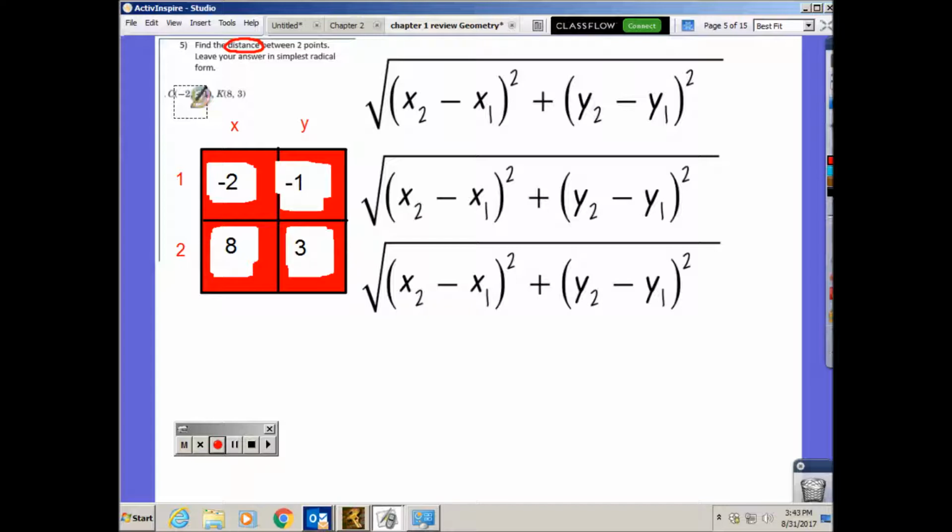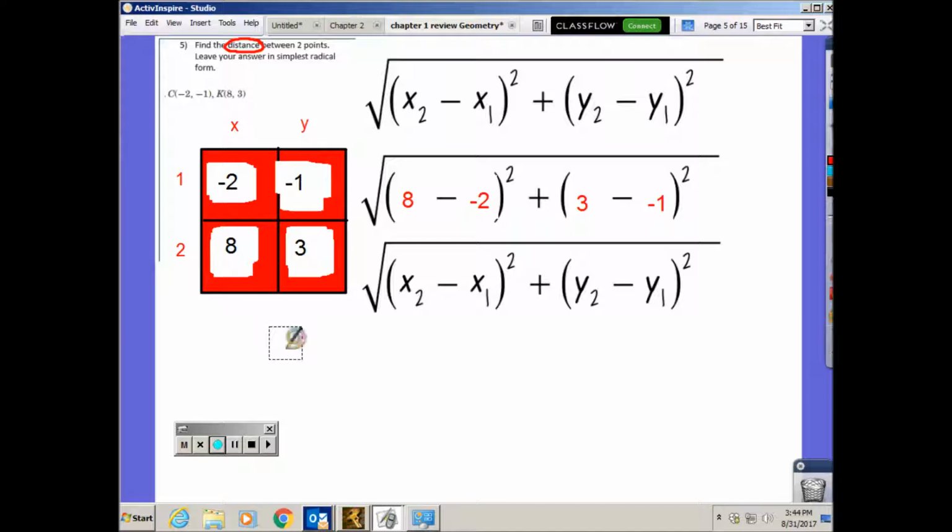Now I'm going to substitute in some values. X sub 2 means the X value in the second pair. I look at my chart. The X value in the second pair is 8. Now I look at my X value in my first pair. The X value in my first pair is -2, and I can substitute those in. Now the same thing with my Y's. My Y in my second pair is 3. My Y in my first pair is -1.